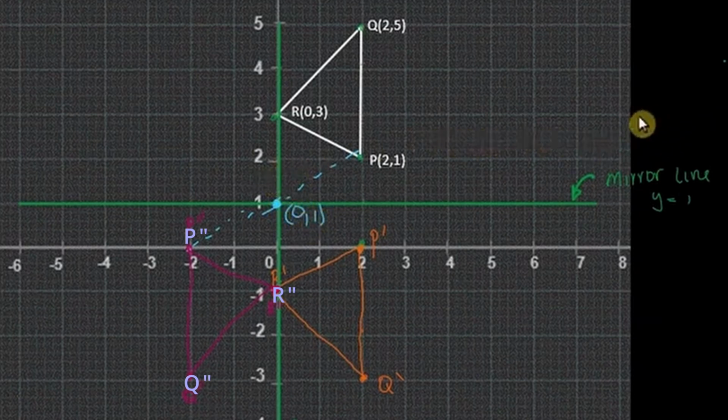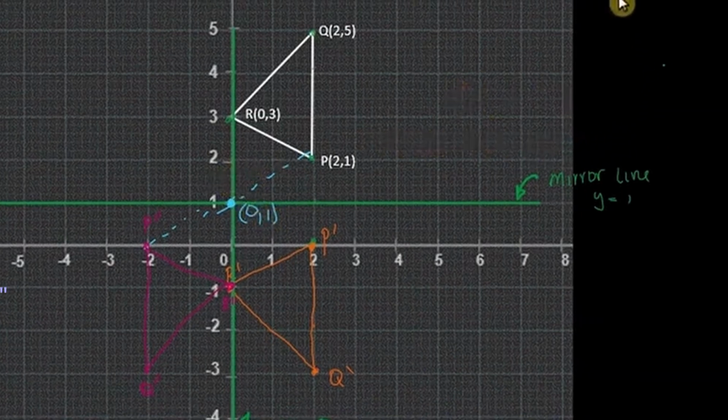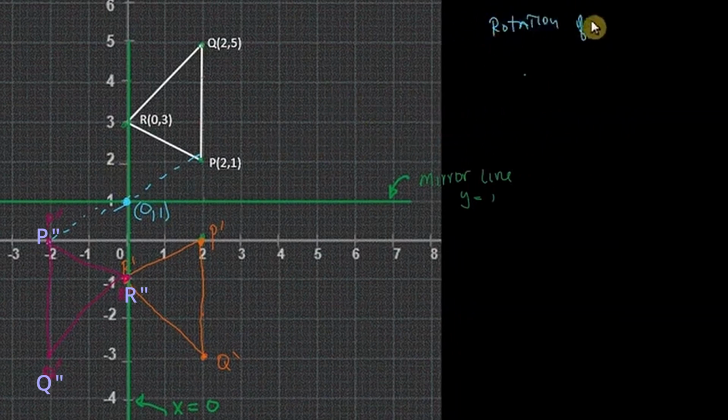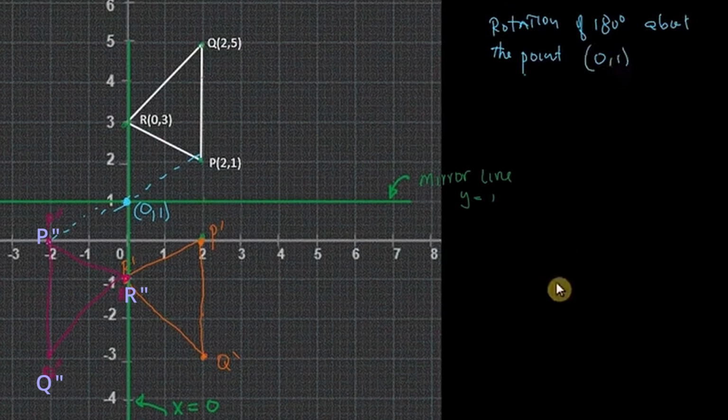So we could describe this transformation as a rotation of 180 degrees about the point (0, 1). The last part of this question is telling us that triangle PQR, which is this original triangle, undergoes an enlargement with a scale factor of 2, so we should calculate the area of its image.